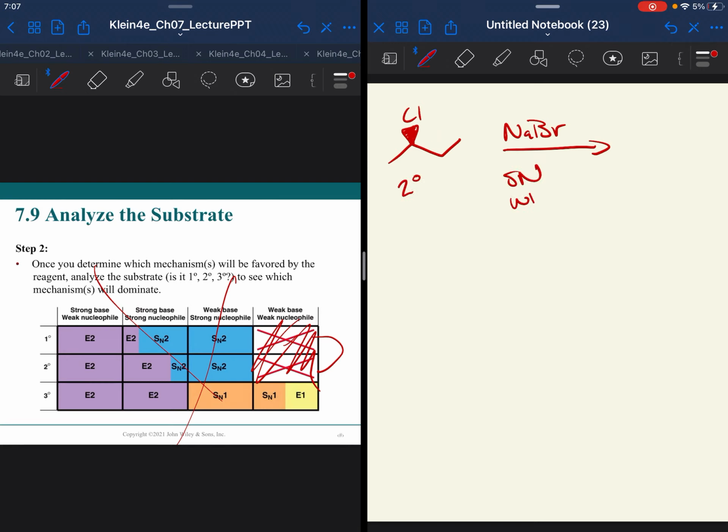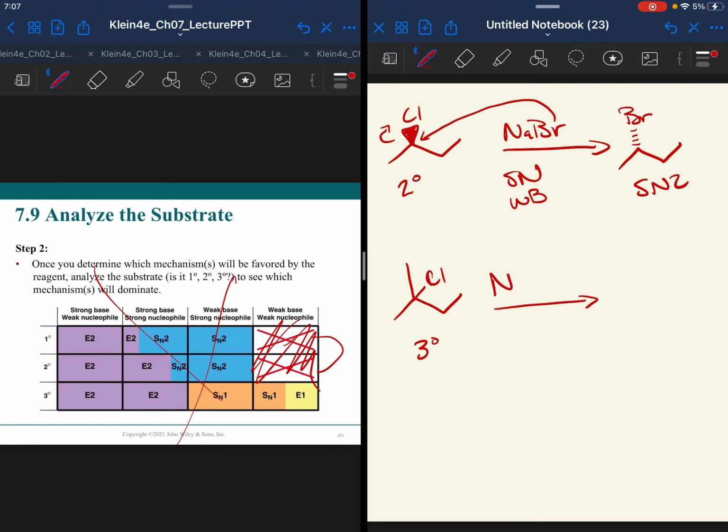All right, we have a secondary alkyl halide. We have a strong nucleophile, weak base. The bromine is going to attack and the chlorine is going to leave, right? Bimolecular reaction here. We are going to make our inverted SN2 product. If we have this scenario where now we have a tertiary alkyl halide, and we have a strong nucleophile, weak base, the bromide ion is not going to act as a base. So you're not going to get an elimination product.